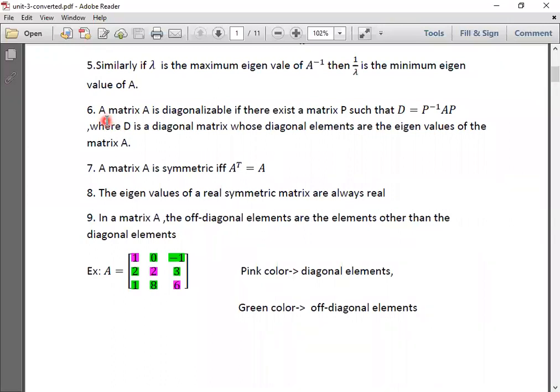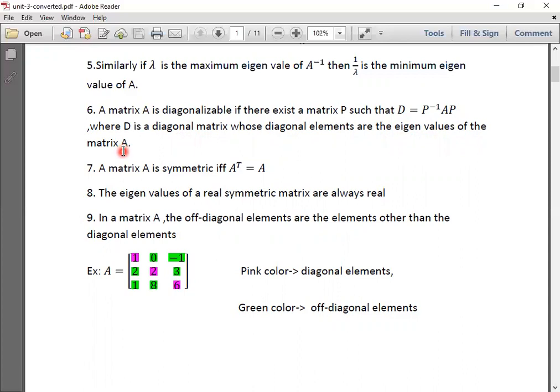Next point is, a matrix A is diagonalizable if there exists a matrix P such that D equals P inverse AP, where P is a matrix formed by taking the eigenvectors of A as its columns. And the resultant matrix D is said to be the diagonal matrix, whose diagonal elements are the eigenvalues of the matrix A.